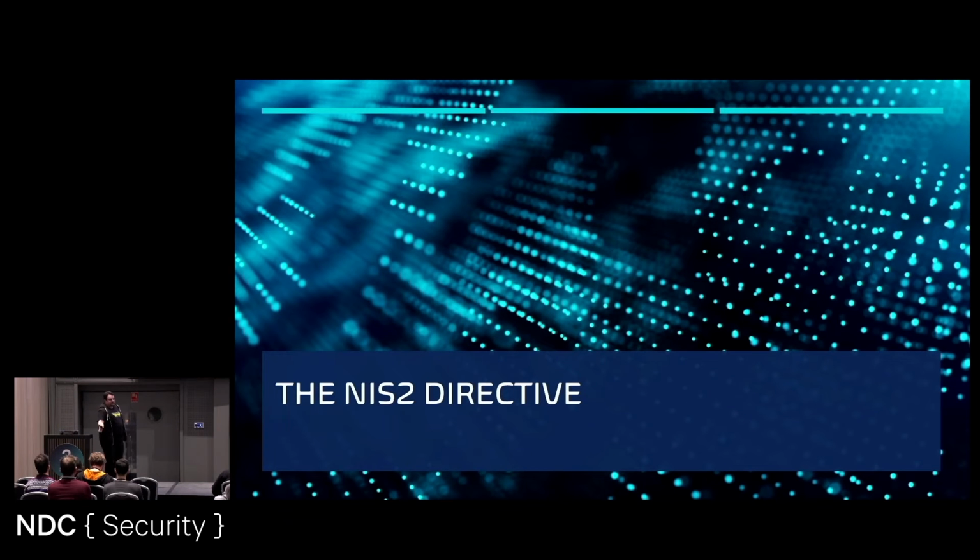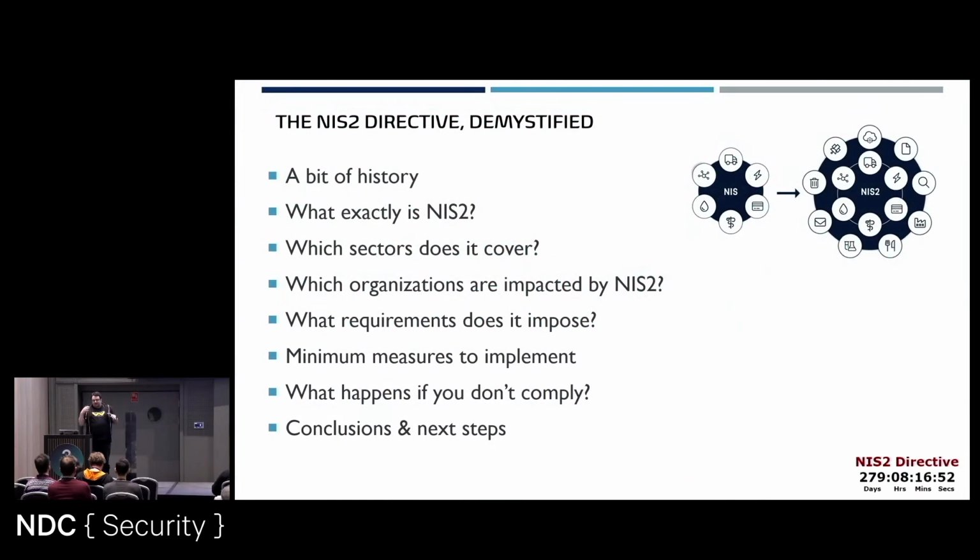But enough about me. Let's go through the first part of today's talk, which is the NIS directive. And for that, we'll try to go through a little bit of history and see where we stand right now and how NIS came to be and what the problems with the current implementation of it are and why NIS2 came along. And then we'll dive deeper into some of the details on what it covers, what organizations are impacted, and so on.